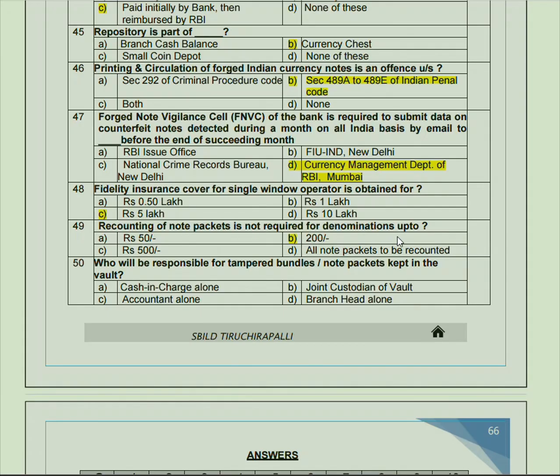Up to 200 it's not required. 50th question, who will be responsible for tampered bundles, note packets kept in the vault.